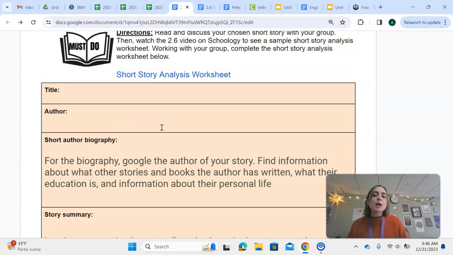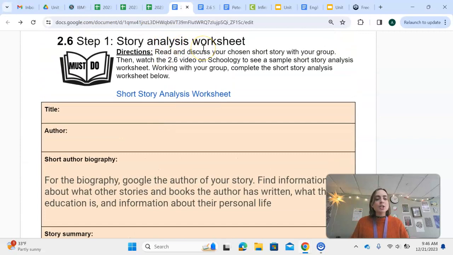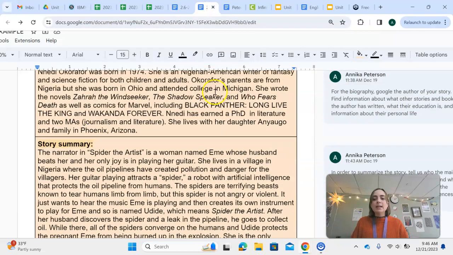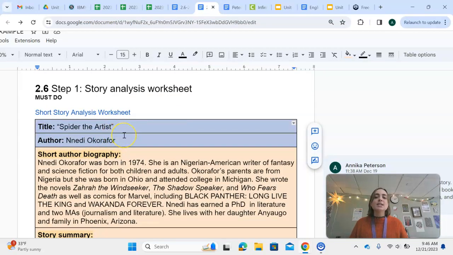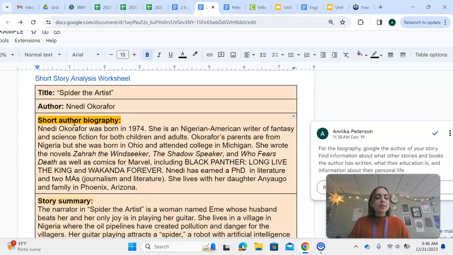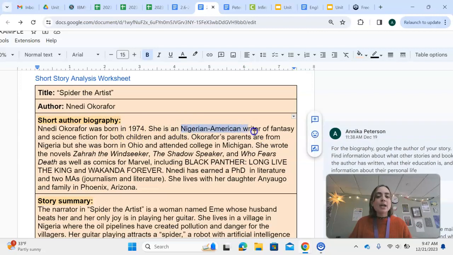So now I want to show you an example of a story analysis worksheet that is already completed and filled out. So as you see, this story analysis worksheet is about the story Spider the Artist. And this is a story that we read before winter break. So I went ahead and Googled the author of Spider the Artist. Her name is Nnedi Okorafor. And I found out some information about her life, that she was born in 1974. She is a Nigerian-American writer of fantasy and science fiction.